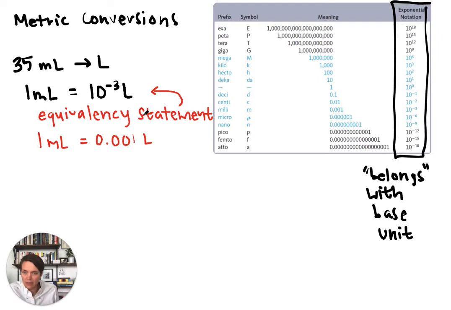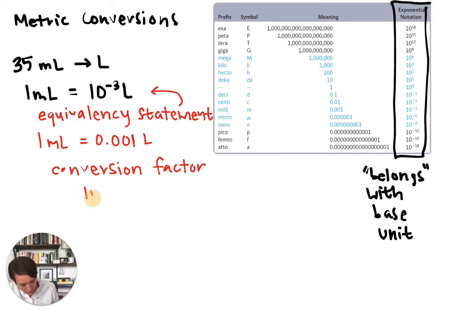So we have 35 milliliters going to liters, and we have our equivalency statement. Now, all equivalency statements can be written as two conversion factors. So conversion factors are used to convert from one unit to another. So the conversion factor from milliliter to liters would be 1 milliliter over 10 to the negative third liter, or you could also write it as 10 to the negative third liter over 1 milliliter.